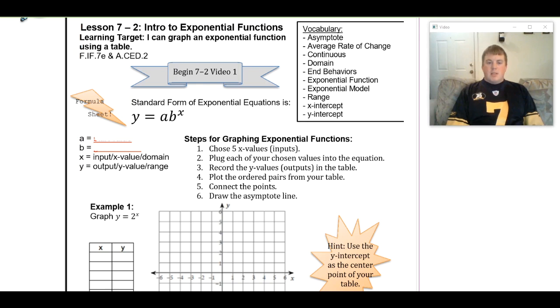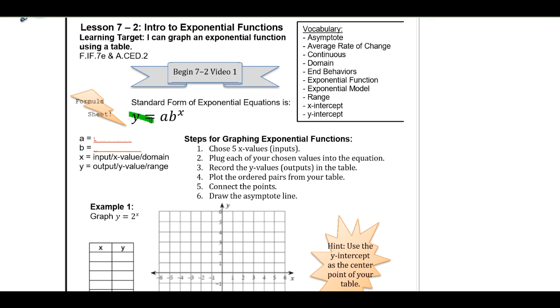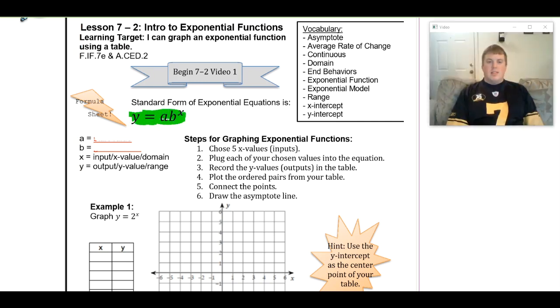So the first thing that I want to discuss is the standard form of our exponential equations. We talked about the standard form for a quadratic equation in our last couple units. Now let's take a look at the standard form for an exponential equation. It is a pretty simple looking equation. It's going to be y equals a times b raised to the x power. And this is something that is on your formula sheet.